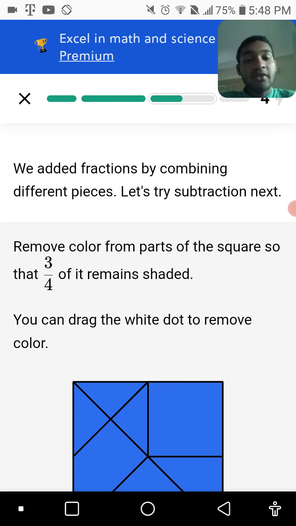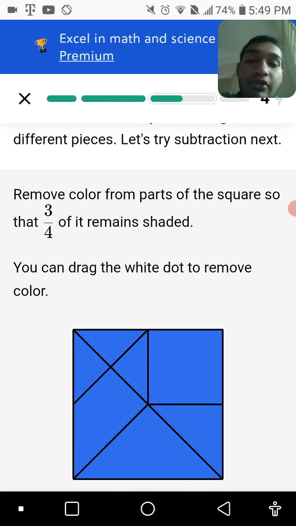Let's try subtraction next. Okay, now they are making us start the subtraction, and not multiplication, subtraction and addition of fractions. Subtraction and the addition of fractions. Okay, that's kind of like remember something.